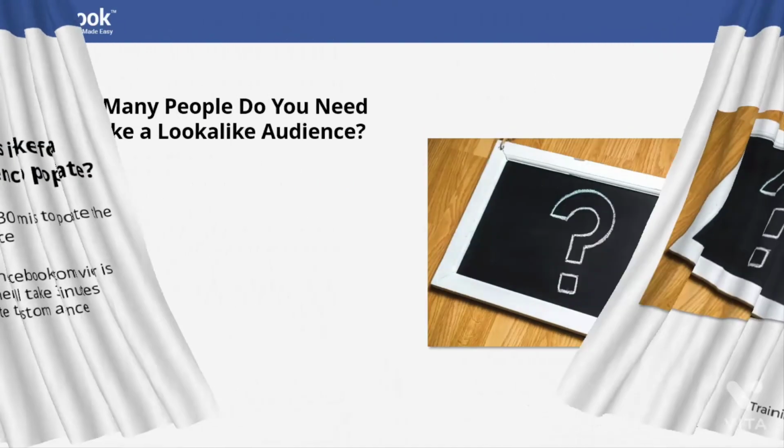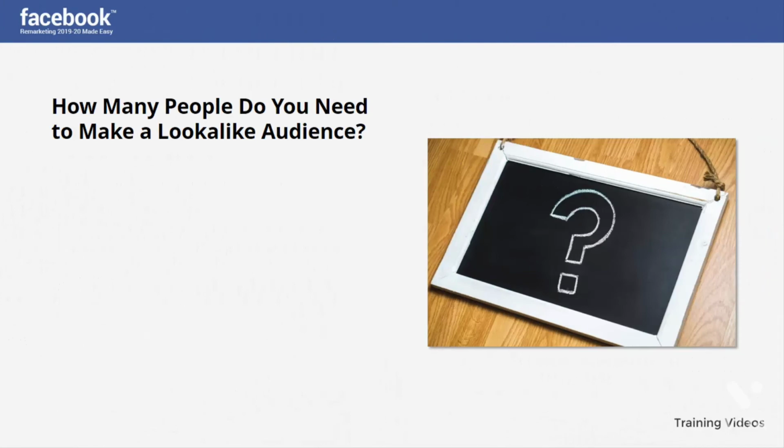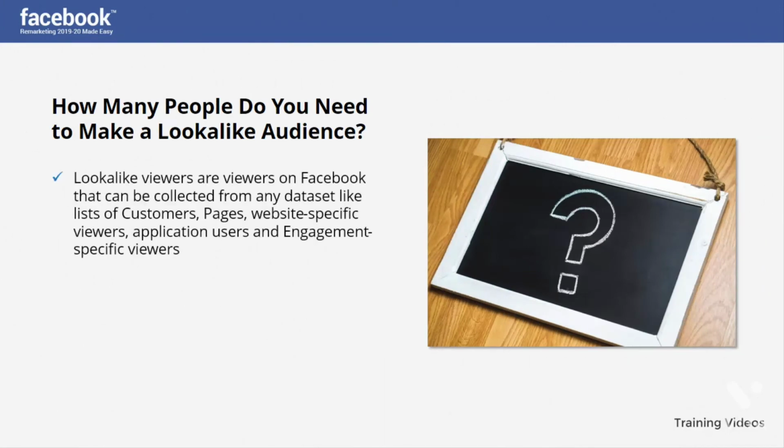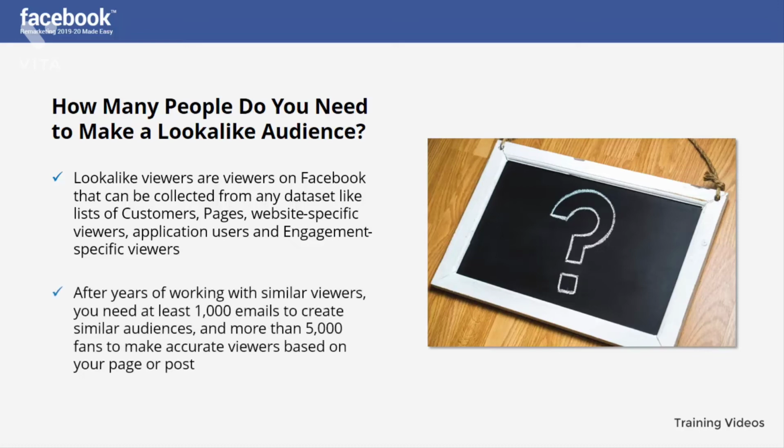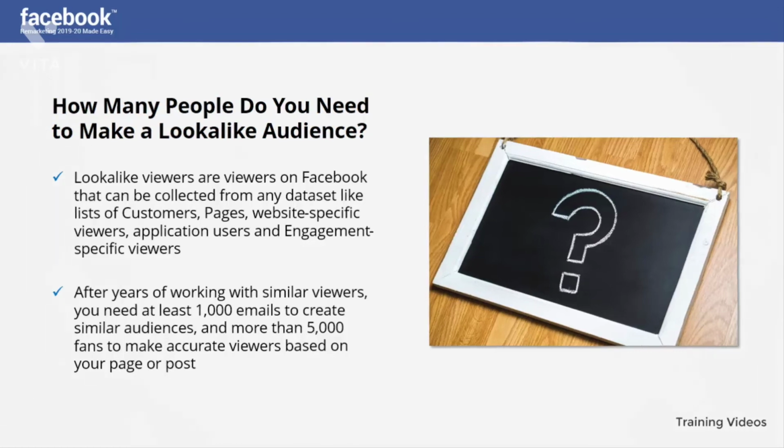How many people do you need to make a lookalike audience? Lookalike viewers are viewers on Facebook that can be collected from any dataset, like lists of customers, pages, website-specific viewers, application users, and engagement-specific viewers. At a minimum, you need 100 users to be able to create similar audiences from many datasets. After years of working with similar viewers, you need at least 1,000 emails to create similar audiences, and more than 5,000 fans to make accurate viewers based on your page or post.